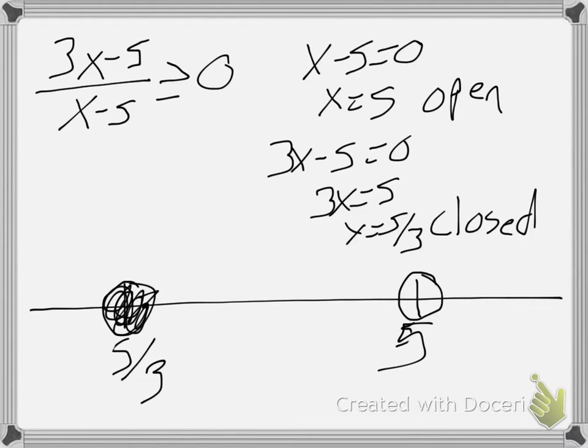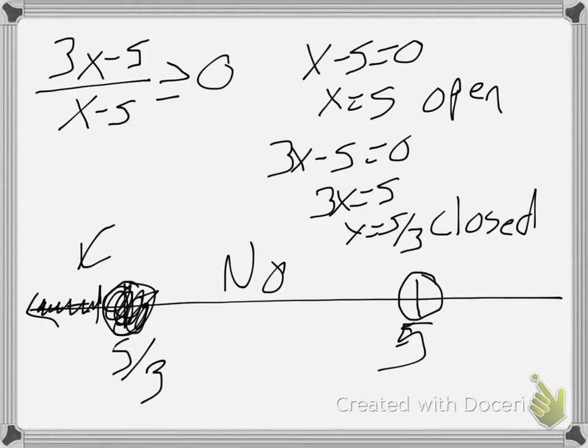And we have 3 areas to check. Well, what's something that's less than 5/3? 0. Okay, let's do 0. That's going to be a negative divided by a negative, which is a positive. Is that greater than 0? Yes. So we are definitely going to shade in this part of the line. Now, what's between 5/3 and 5? Well, let's try 2. We've got a positive up top and a negative in the bottom, so that's going to be a negative, so this is a no.